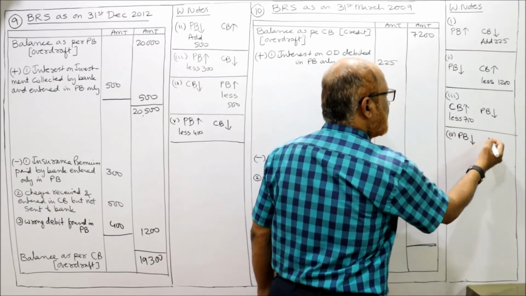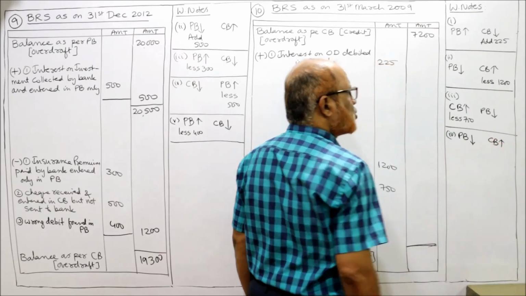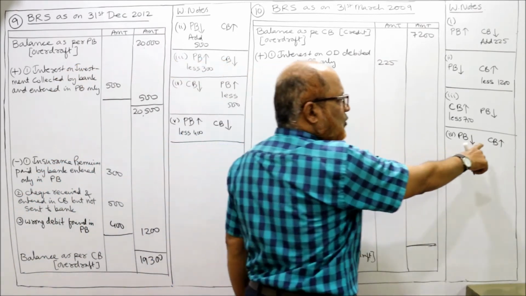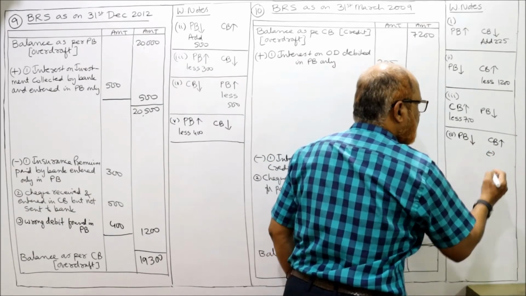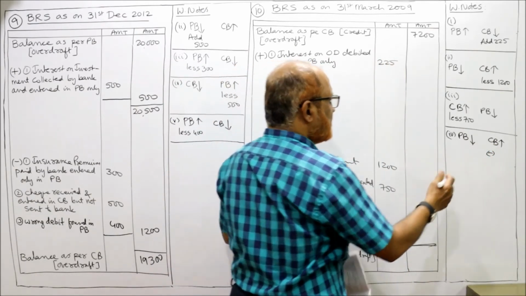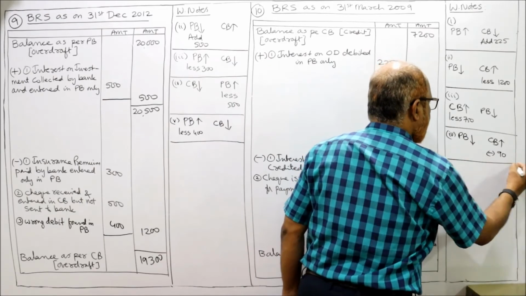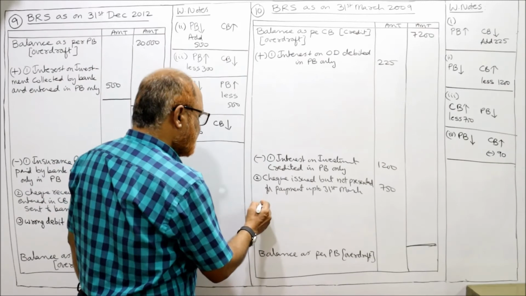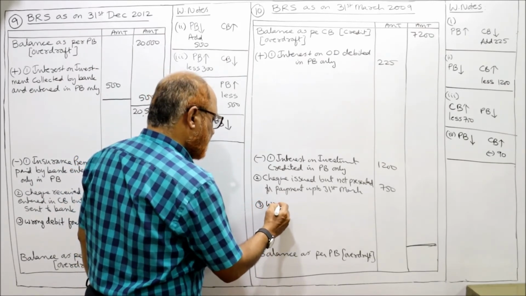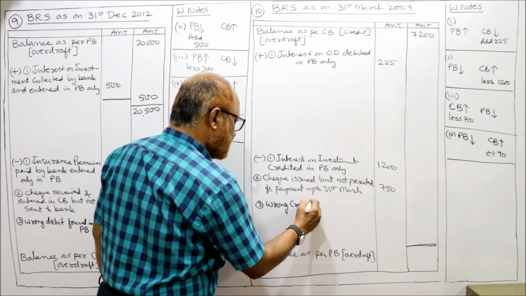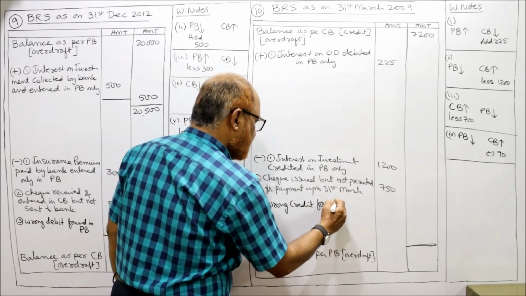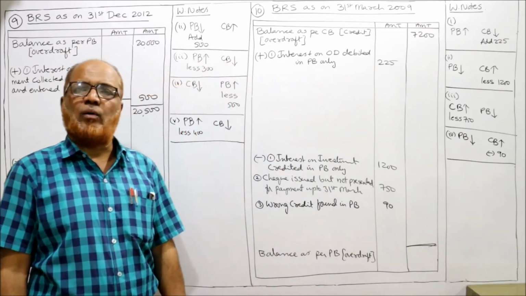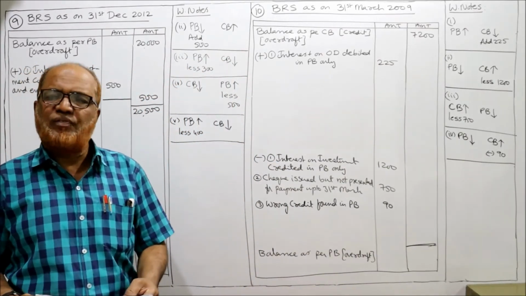Passbook overdraft has decreased. Cash book overdraft is still showing more balance. Our starting point is what? Cash book. Cash book is showing more balance, so we have to deduct less. How much? 90 rupees. So deduct less: wrong credit found in passbook, 90 rupees. Last, fifth item.